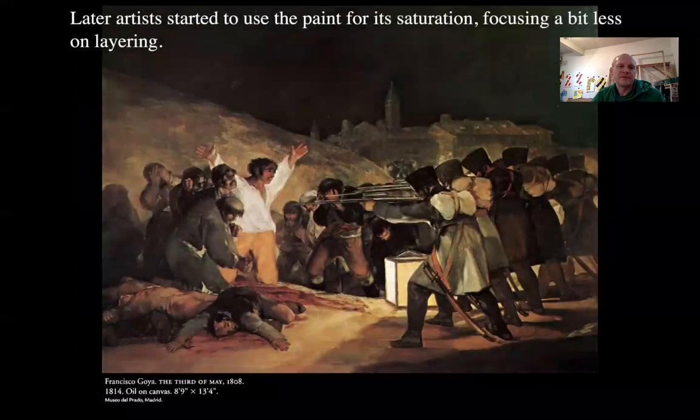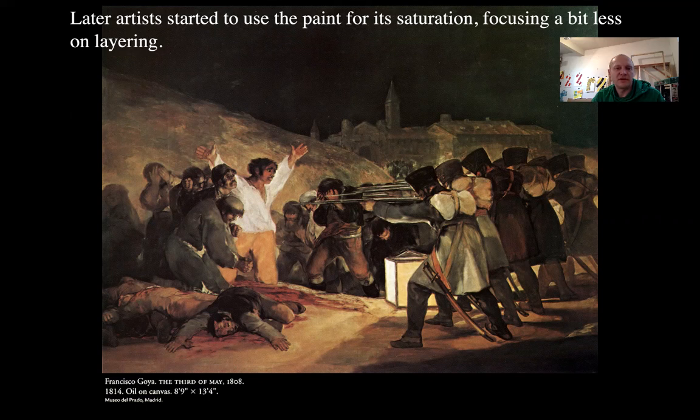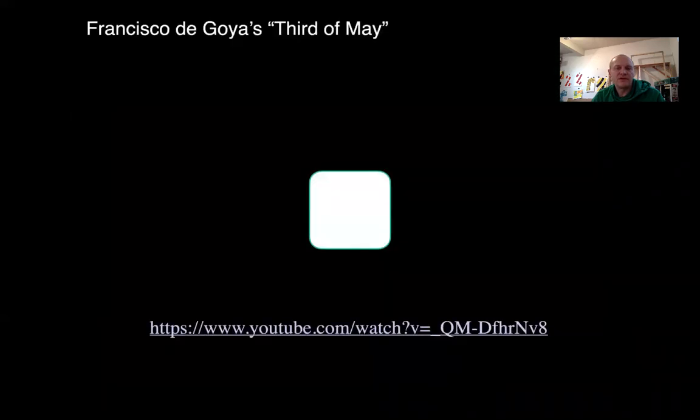This painting I like a lot better, but here's an oil painting in a much different style and a much different light, essentially. And later on, in general, artists use it for its saturation. So for the amount of color and density you could get down at once, focusing a bit less on the layering we were talking about, and more just about the opaque possibility of oil paint. You should definitely watch this about that painting. This painting's amazing.